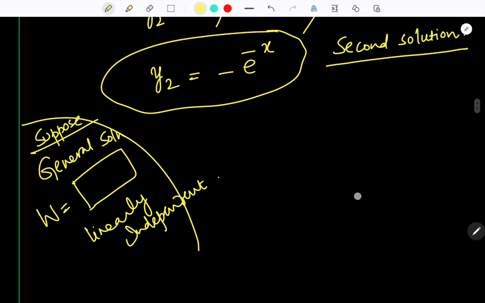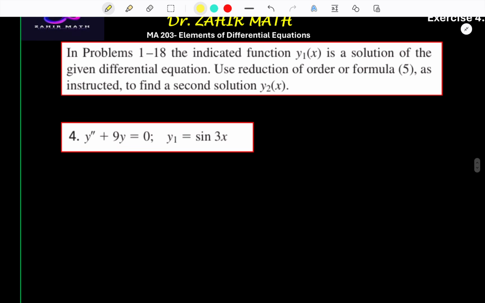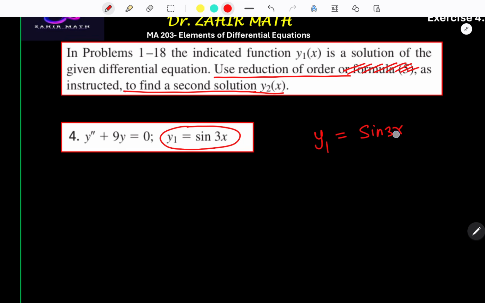Otherwise, no. Here we are going to find only the second solution. So let's go to the next question. The same idea is coming. Use the reduction of order, cut this formula, to find the second solution, y2 of x. So this is your y1. So y1 is equal to sine 3x.